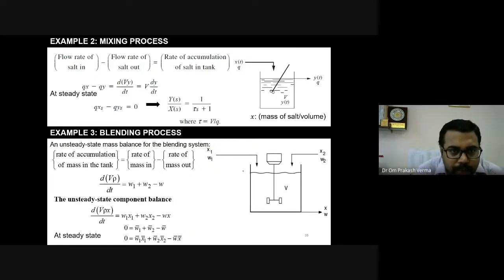Today we will see two or three different problems. We'll try to develop the model for the mixing problem, blending problem, and the heat problem. Okay. So now we have started with the mixing problem.